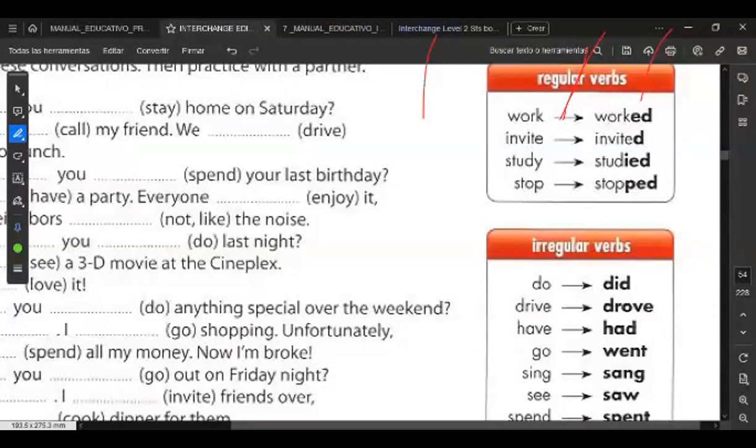Ok, vamos a ver. Let me show you this picture. Ahorita les muestro la imagen. Ahorita, permítanme. Quiero ver, la voy a descargar. Ok, here we go.